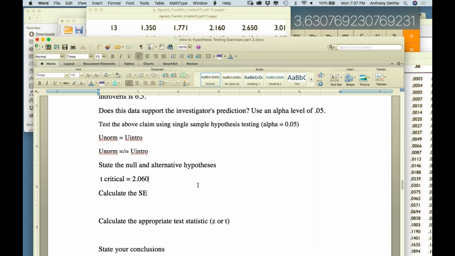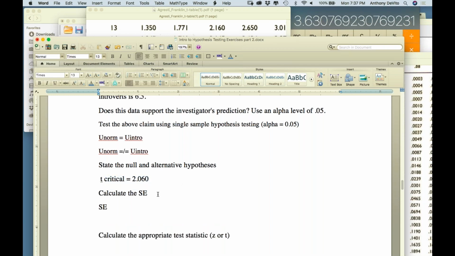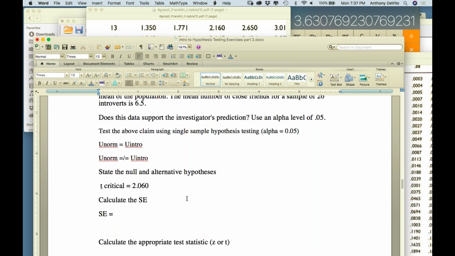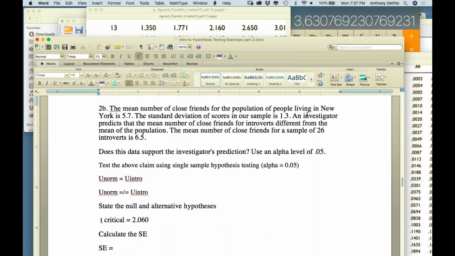2.060. Okay, so now we have to figure out whether they're really far enough apart, right? Whether we exceed that critical value of t. Okay, so calculate our standard error. Our standard error is equal to, what's it equal to again? It's equal to 1.3 divided by the square root of 26. And what did that come out to be again? You guys remember? 0.25.